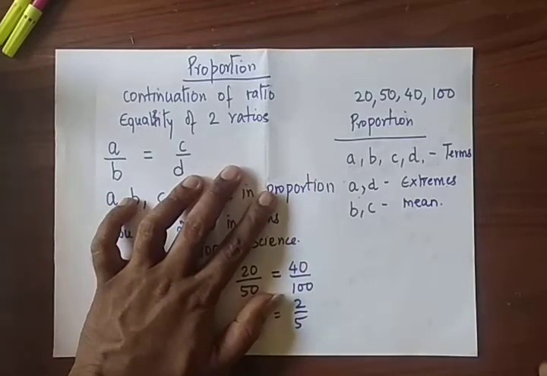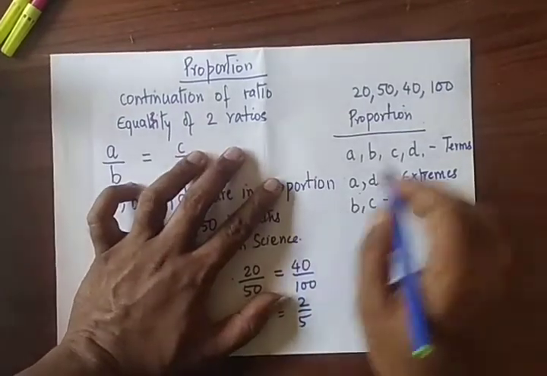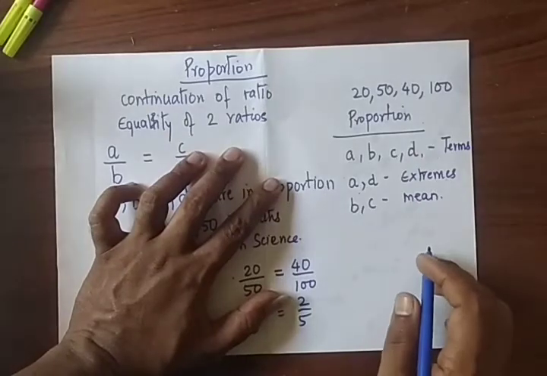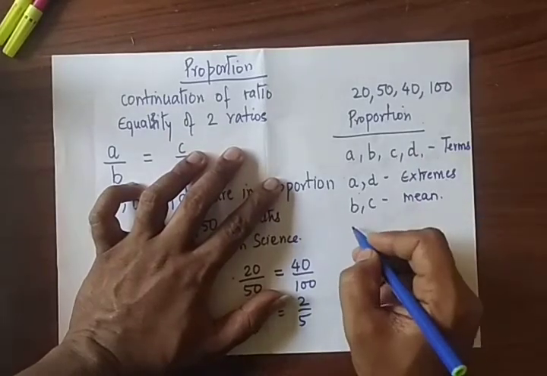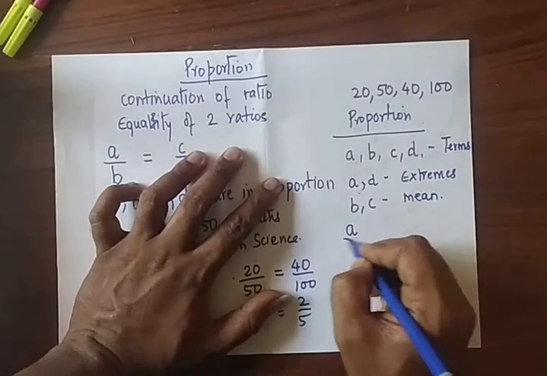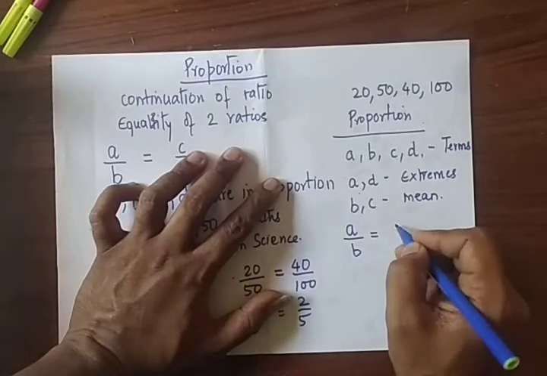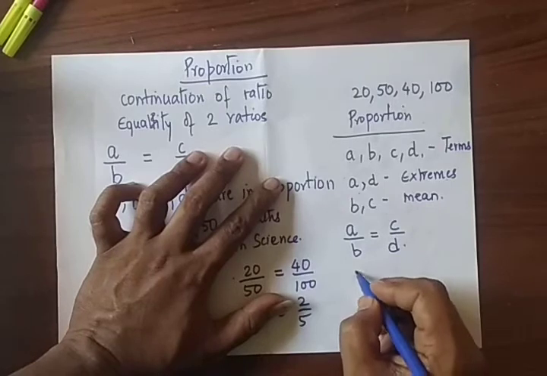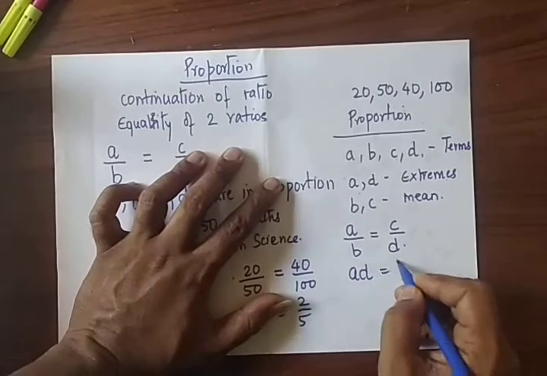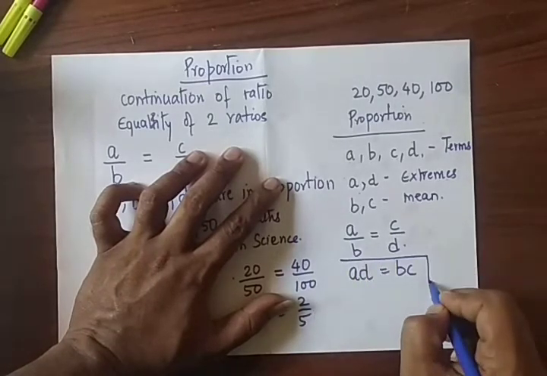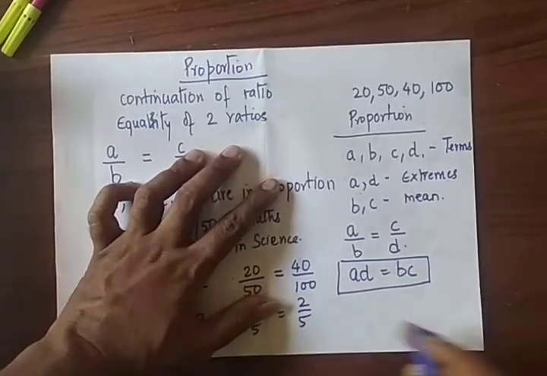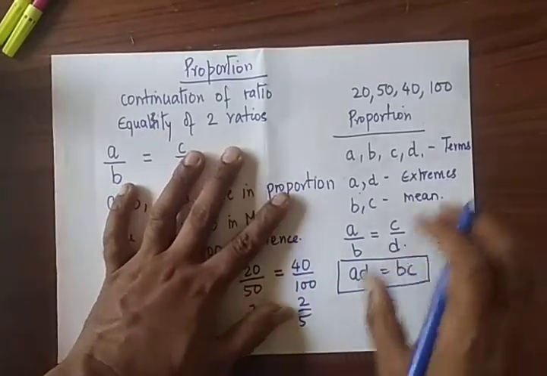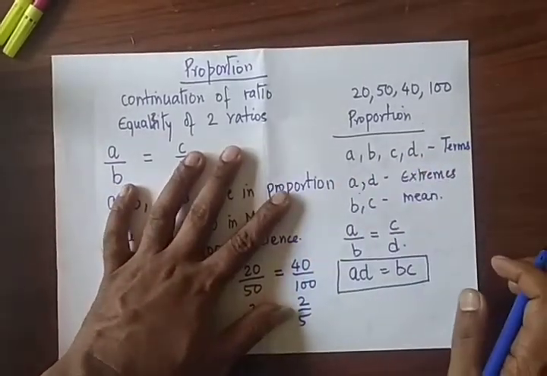Okay, using this we get a formula through which we can solve different problems, because we know A upon B is equal to C upon D. When you cross multiply, you get AD equal to BC. This is the formula we will use to say whether the given terms are in proportion or not.